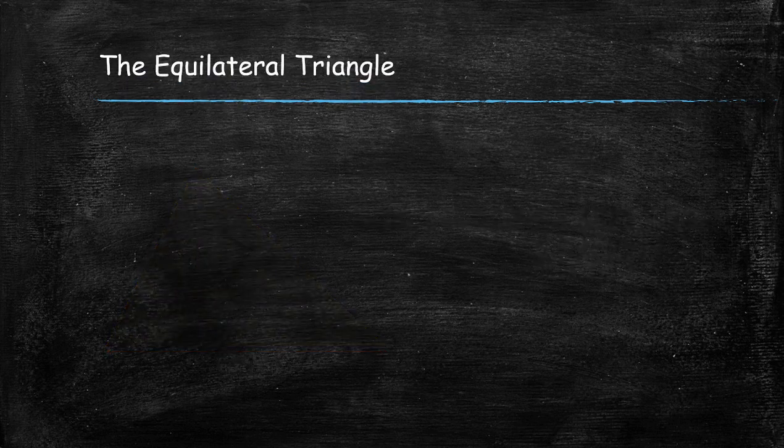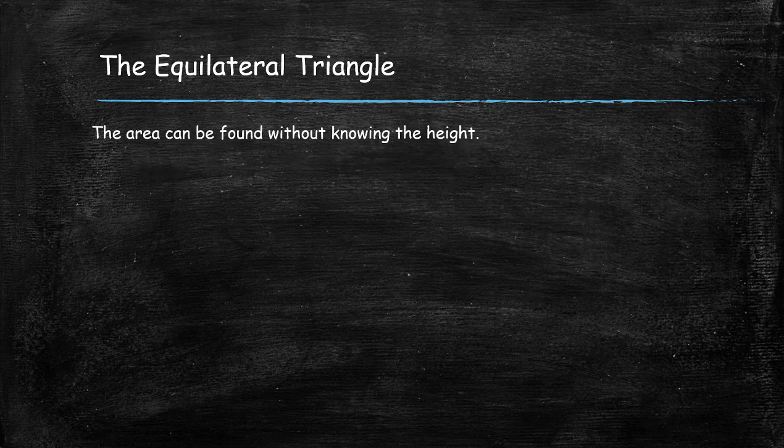Equilateral triangle. We all know what is an equilateral triangle. It has all same sides and it has the same measure of angles, which is 60 degrees. So now we can find the area of this triangle without knowing the height of the triangle. That's very amazing. So this formula of finding the area of equilateral triangle does not need the height of the triangle.